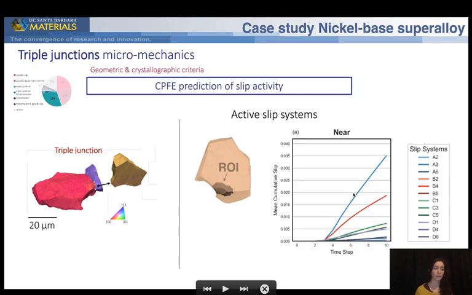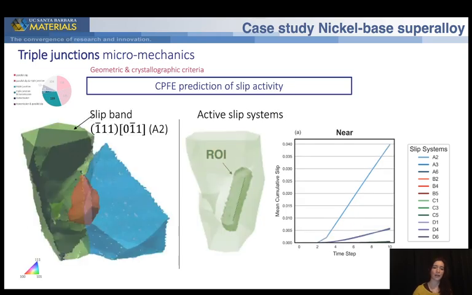And to explain that, one can easily imagine that local crystallographic rotations triggered different slip systems during loading by changing their resolved shear stresses along the way. So that is the first type of triple junctions. And now comes the second type.